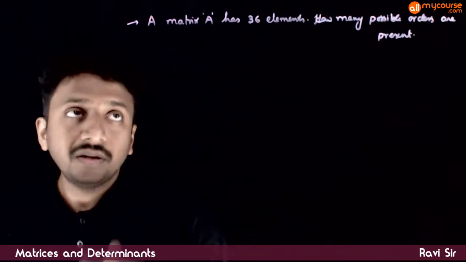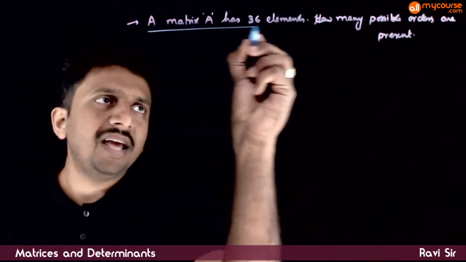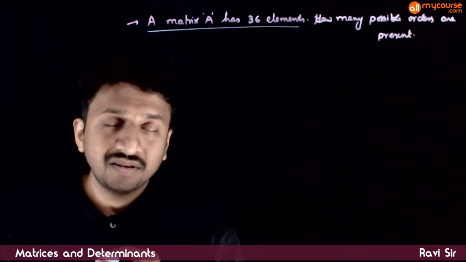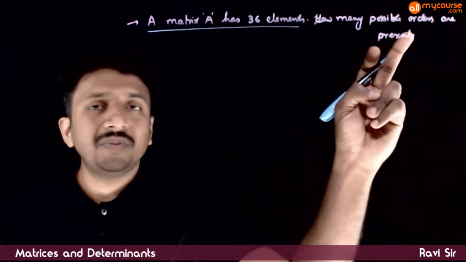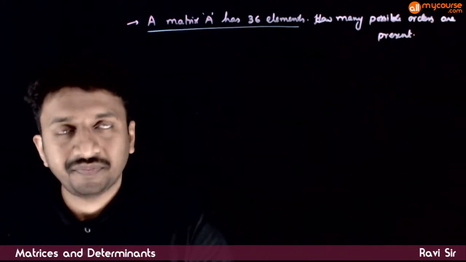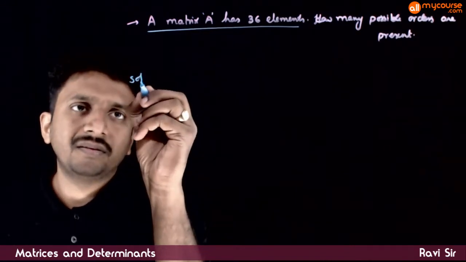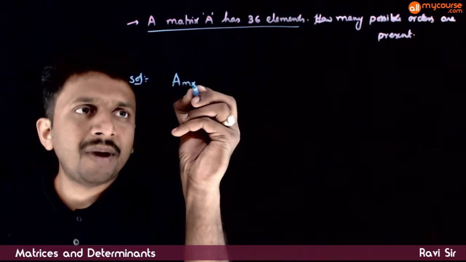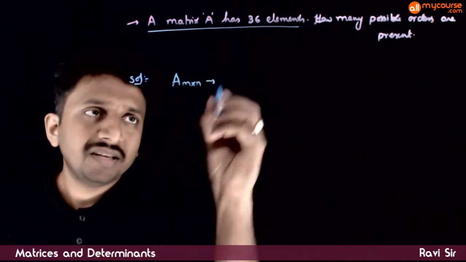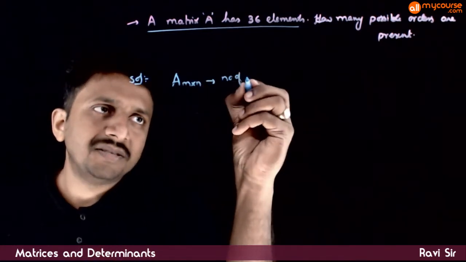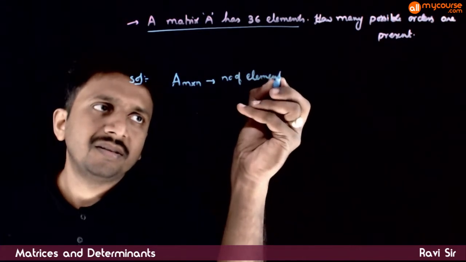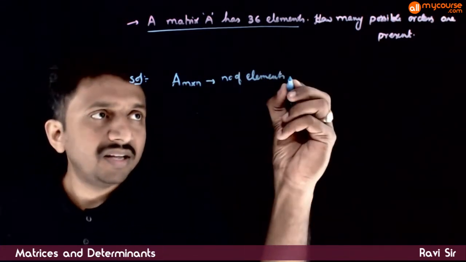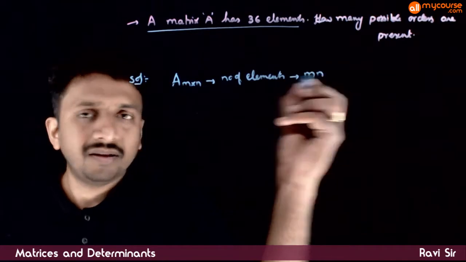In this question, we're given that a matrix A has 36 elements. The question is how many possible orders are present. So if a matrix A is an M by N matrix, the number of elements in A is nothing but MN, right?